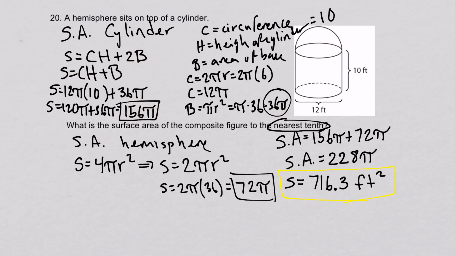Then we found the area of the hemisphere. The area of a sphere is 4 pi r squared, but since we have a hemisphere, which is half a sphere, it's 2 pi r squared. Using r equals 6 again, we got 36 right here. 36 times 2 is 72 pi. The area of the hemisphere is 72 pi. Then we added the 156 pi plus 72 pi, which gave me 228 pi. And then it says rounded to the nearest tenth, so I went ahead and multiplied times 3.14 to get my estimate, which is 716.3 square feet.